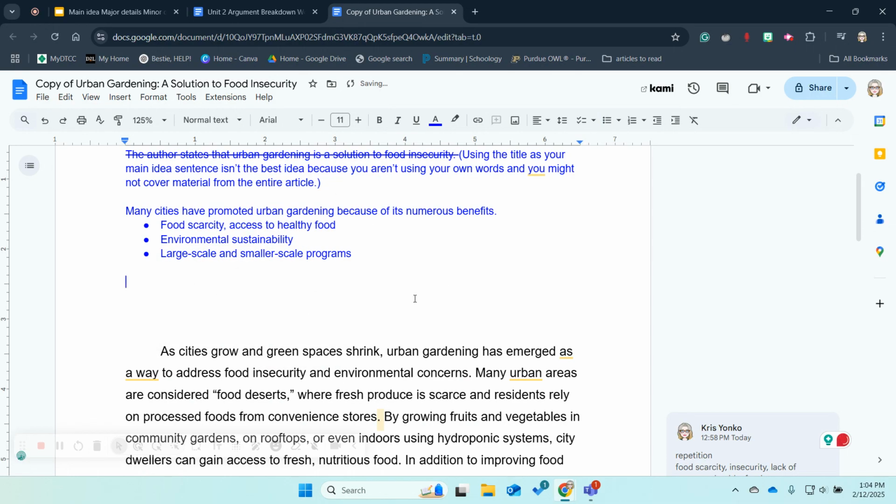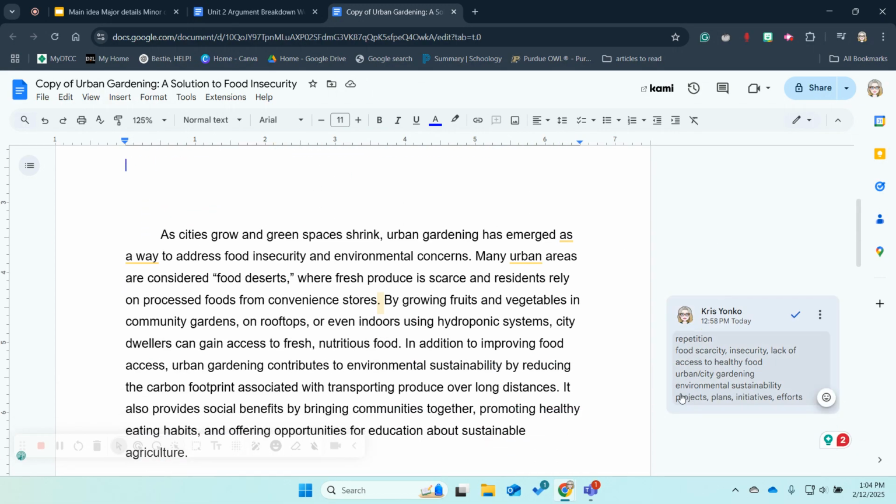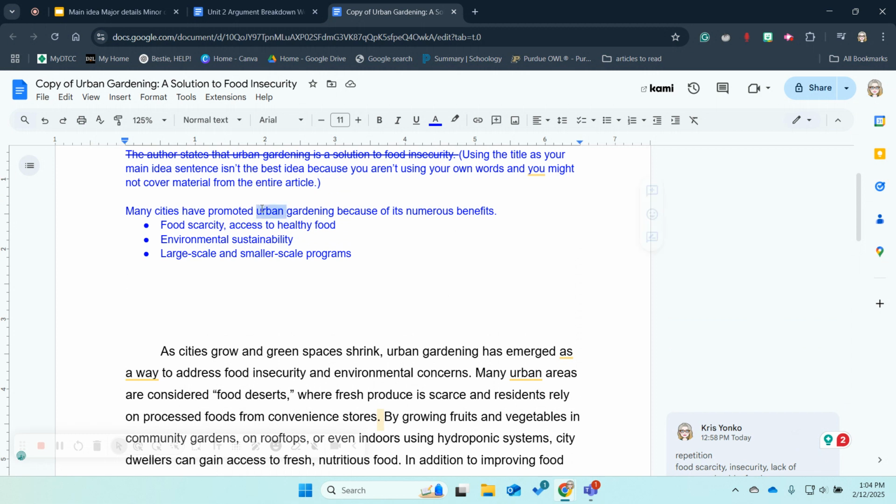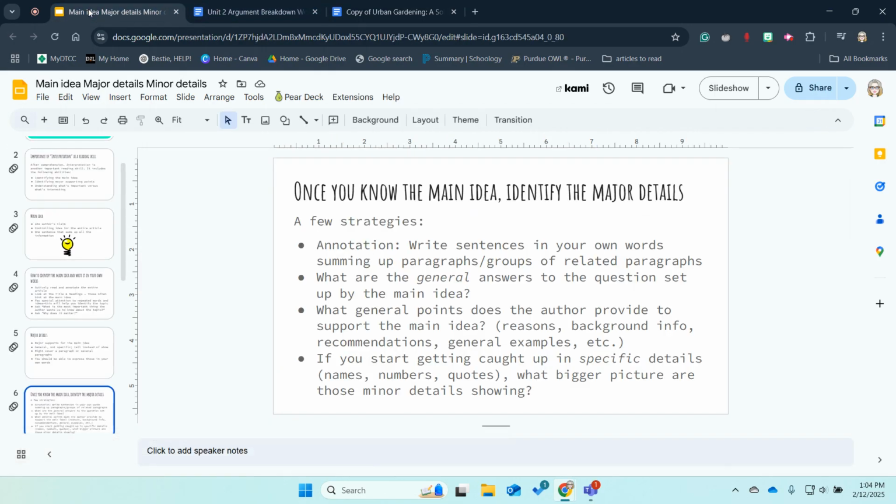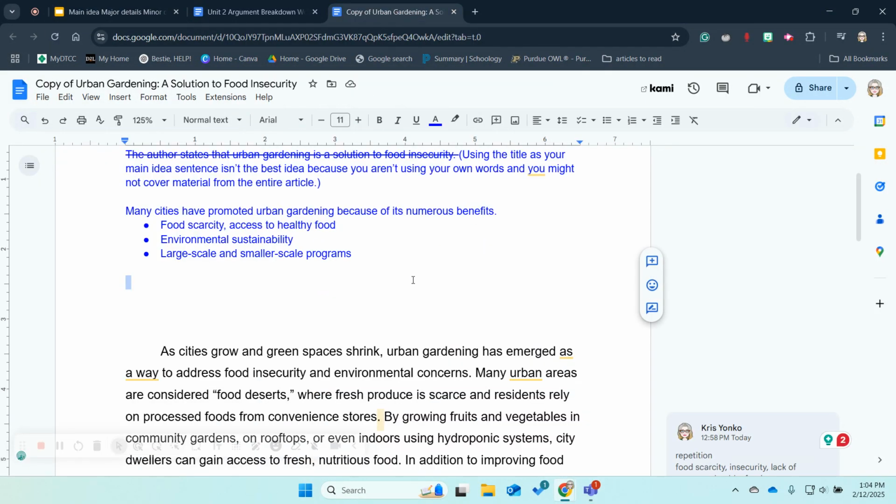So that's one way we can look for major details, if we did a good job listing what was being repeated a lot. If we have something in our list of repeated concepts and it didn't turn up in our main idea sentence, that might help us come up with the major details. The other strategy we saw was to come up with a general answer to the question set up by the main idea. Many cities have promoted urban gardening because of its numerous benefits. The question there is, what are the benefits?